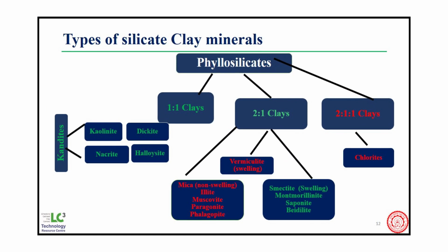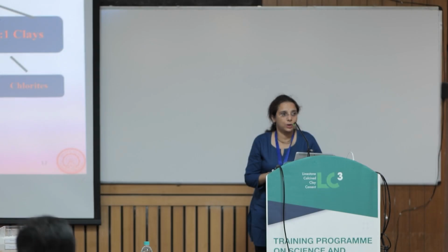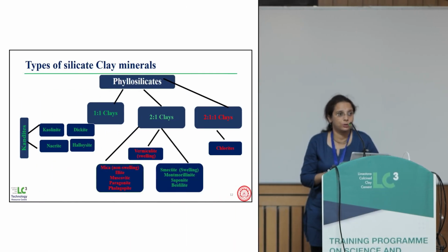We have 1:1 and 2:1 clays, and for our purpose, for the production of LC3, 1:1 clays are considered the most important clays. But recent research has shown that 2:1 clays, consisting of montmorillonite, sepiolite and smectite, are also used for the production of LC3.